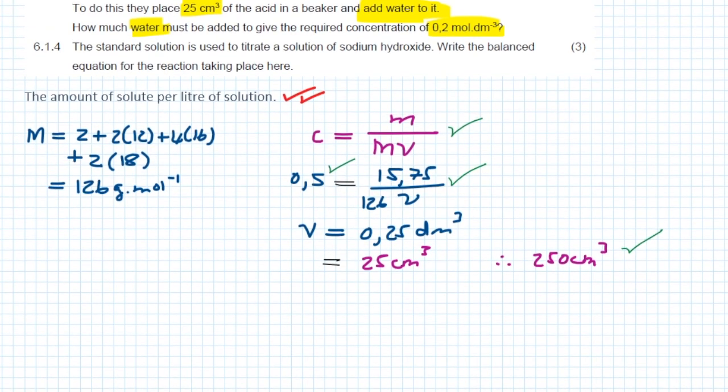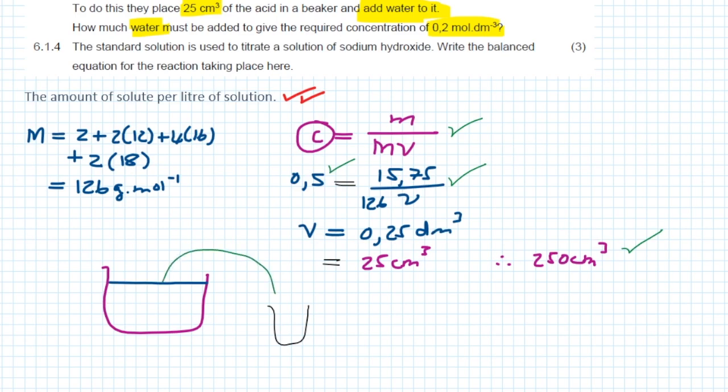So what is happening is we have this concentration of solution in a 250 centimeter cubed volumetric flask. What is going to happen is they're going to transfer this to a beaker. So over here is my beaker. They're only going to transfer 25 centimeters cubed from here to there. So here is the 25 centimeters cubed.